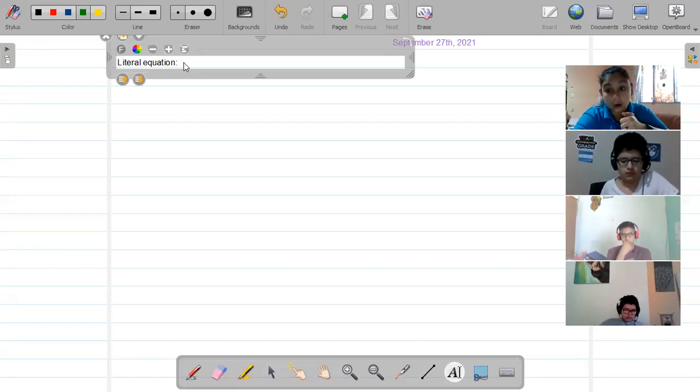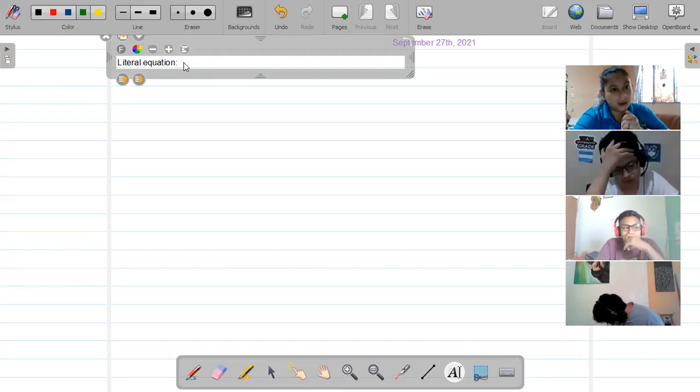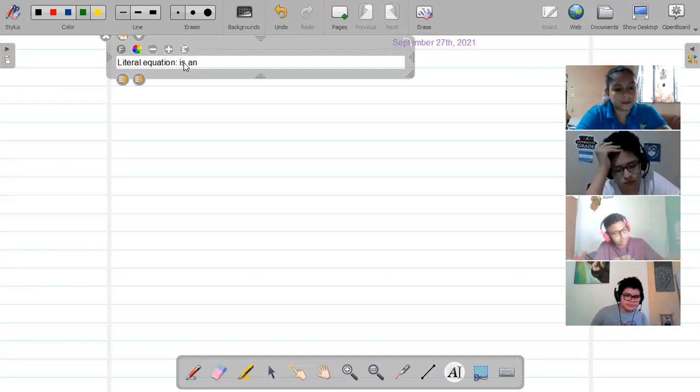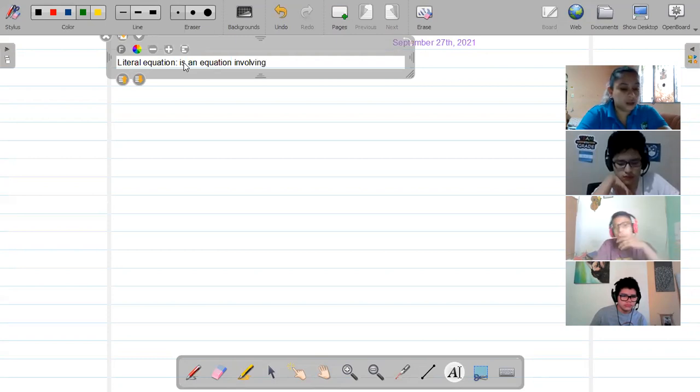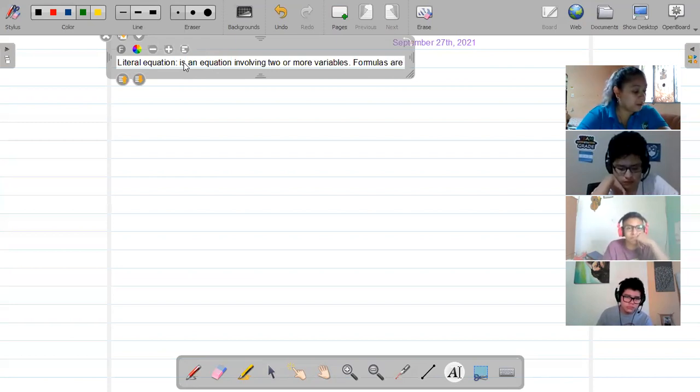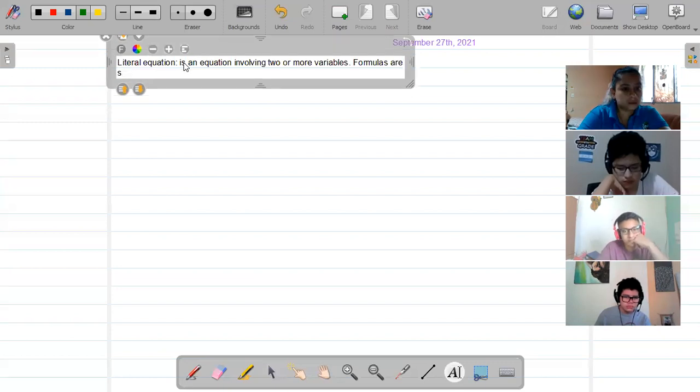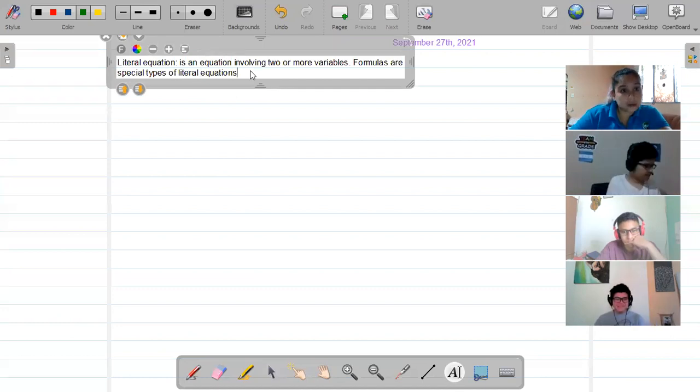So the only word that we're going to define actually is literal equation. What is a literal equation? It is an equation involving two or more variables. It's a literal equation. It is an equation that has two or more variables, okay? Formulas are one special type of literal equations. So formulas are literal equations.